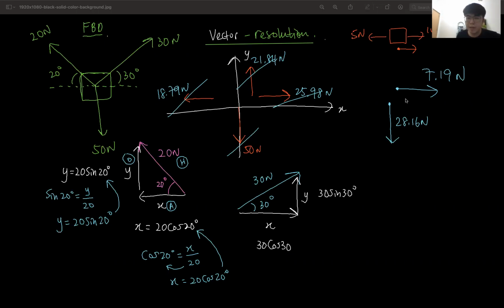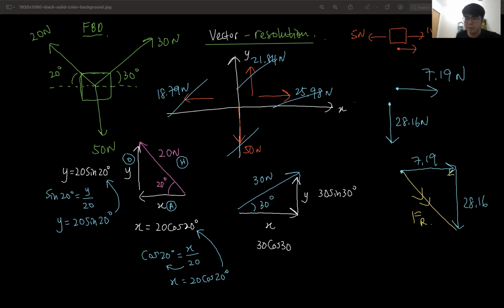How do you add these two? We did this before, right? This is the very first example. Now all the forces I have simplified into only two vectors. How do you add these two vectors? Okay, then you do like this, 7.19 add with 28.16. Where is the resultant? Going here from here. Here is your resultant.